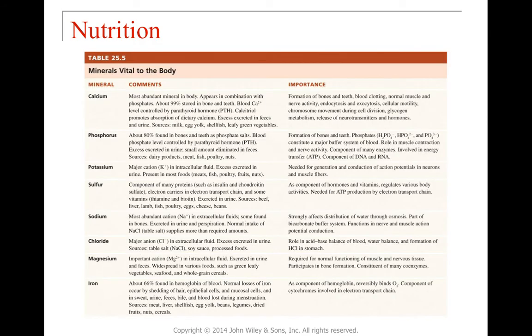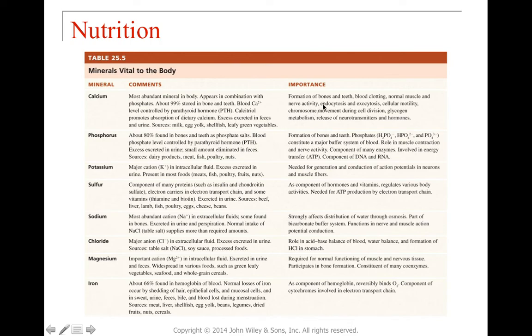This is a list of different minerals that are vital to the human body. They include things like calcium, which is actually the most abundant mineral in the body, and you know it as being stored in your bone and in your teeth, but it's also in your blood, and it's all controlled by parathyroid hormone, and we talked about that when we did the endocrine system. But basically, the calcium is going to be absorbed by something called calcitriol, or calcitriol is going to promote that absorption rather, and anything excess is going to get excreted.